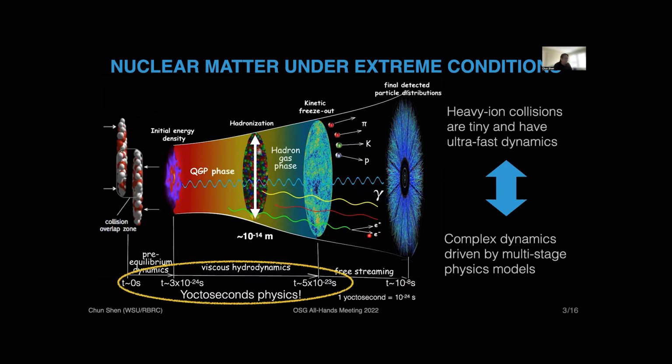So in order to interpret what the experiment measures at the end about the property of matter at the very early stage, it requires us to develop a numerical framework which can rewind what is measured at the detector to this early phase, and then help us understand the properties of this matter at these extreme conditions.